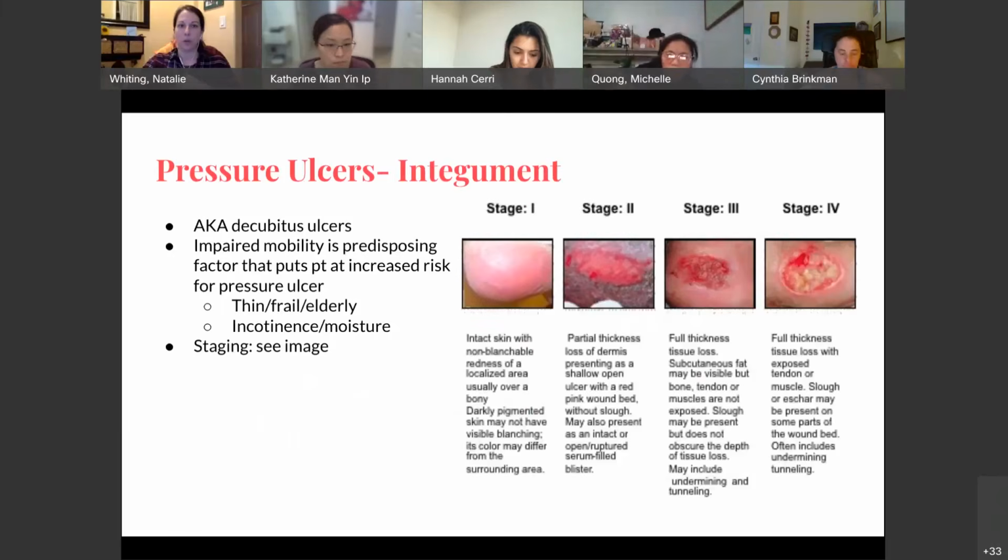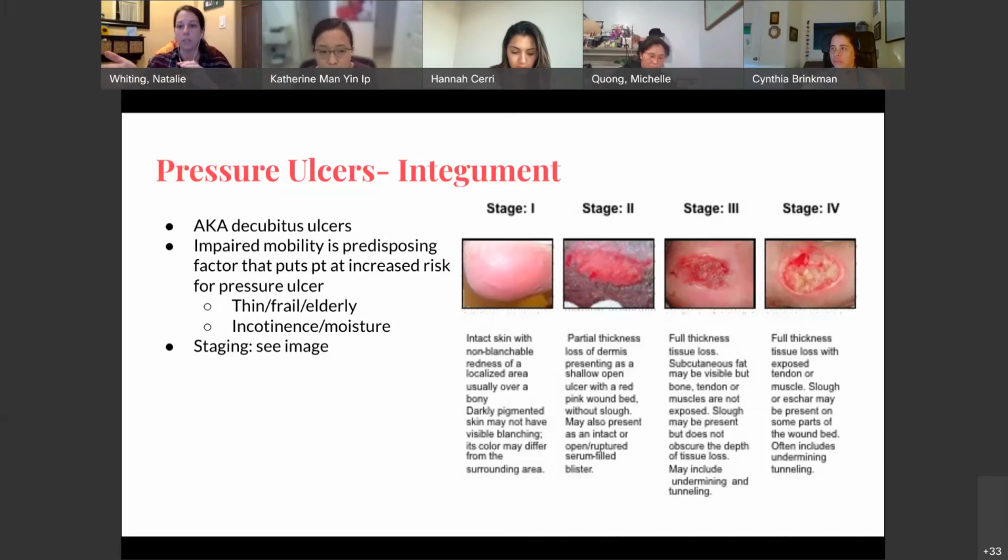Okay, pressure ulcers. They're also known as decubiti or decubitus ulcers. I don't know if you guys have heard that come up yet, but you'll hear "stage 1 decubitus" in clinical, and you'll be like, what's a decubitus? It's a pressure ulcer. Impaired mobility is a predisposing factor that puts the patient at risk for a pressure ulcer. Also, being thin, frail, elderly, and having incontinence and moisture are risk factors.